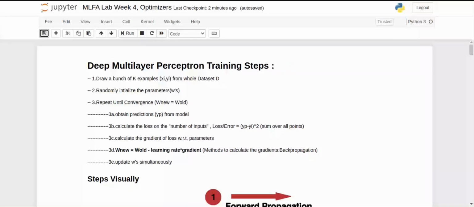Optimizers and how they work and how to implement them with Keras. Before going into optimizers, I first want to explain how training occurs in a deep multilayer perceptron or neural network.